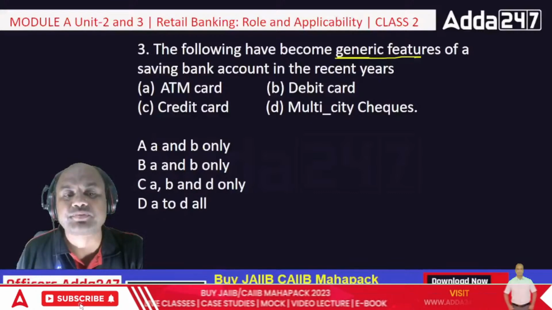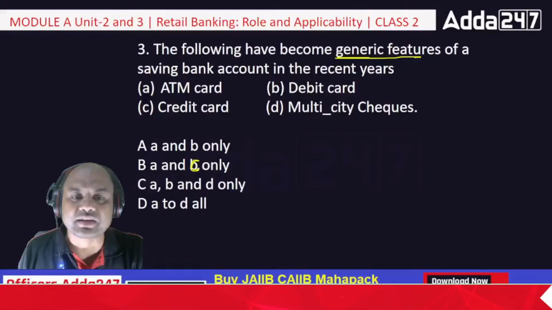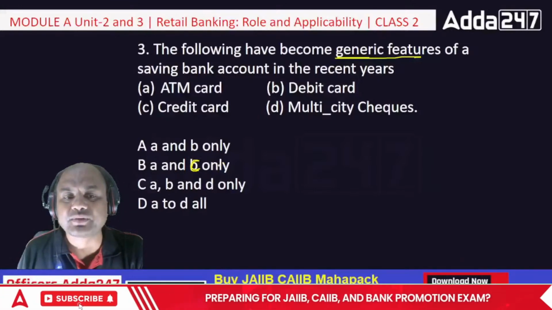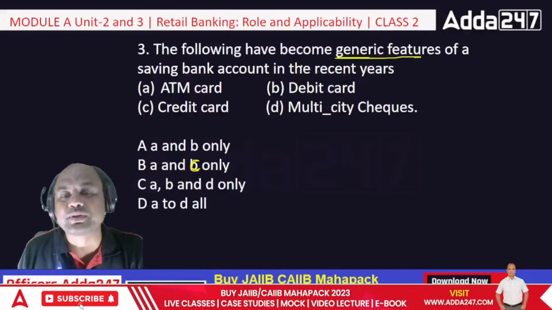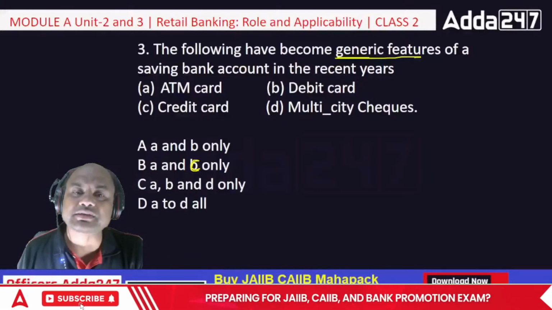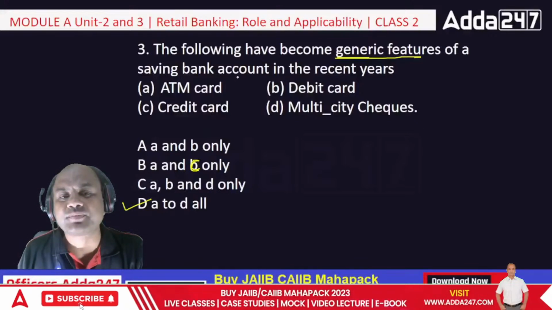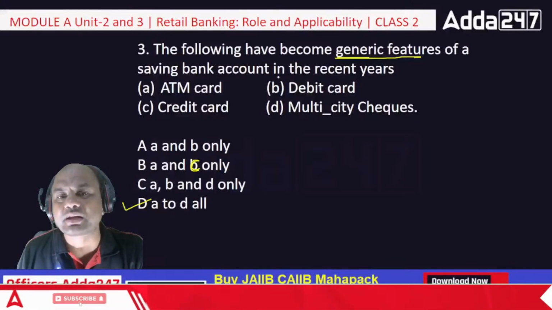So A and B, A and C only, A, B, D, and A to D all. Which is the generic feature of all of them? A, B, C and D, all. It's a common thing now. So the correct answer is? Correct, D, A to D all, because ATM card is a common thing, debit card is a common thing.